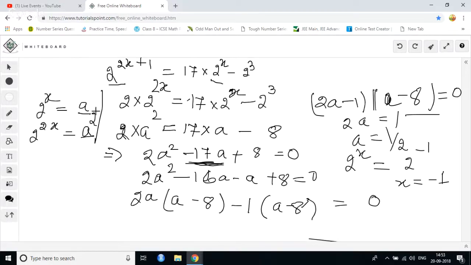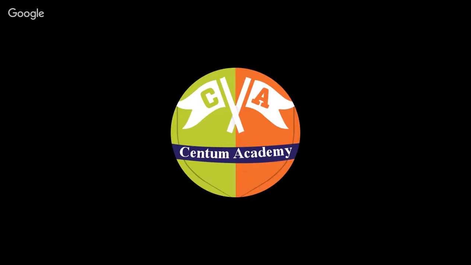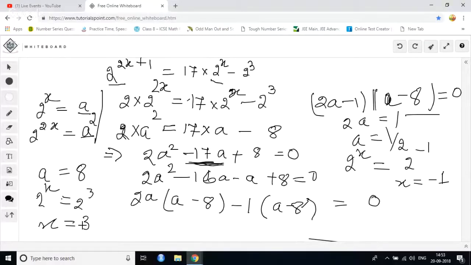And the second one is this, a minus 8 is 0. So I'm doing it here, a minus 8 is 0, so a is equal to 8. So 2 to the power x is equal to how much? 2 cube. So x comes out to be how much? X comes out to be 3. So these kind of questions can be done with this method. So there are two values of x here. One is x is equal to minus 1 and second one is x is equal to 3. So we can solve this question like this.